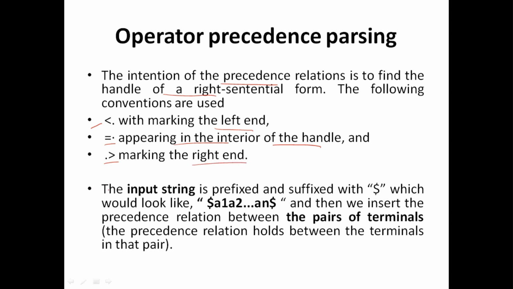As a general convention, the input string is prefixed and suffixed with dollar. Suppose w is here, so it is prefixed and suffixed with dollar. And then we insert the precedence relation between the pairs of terminals. Fine.